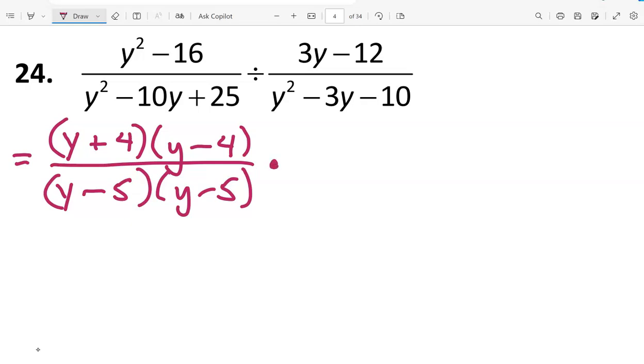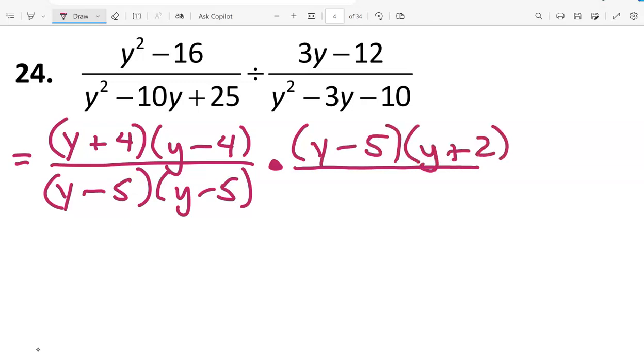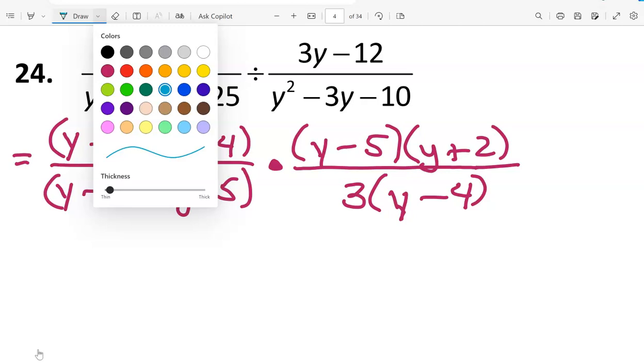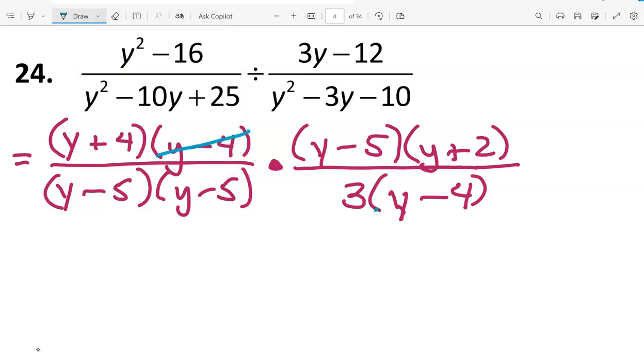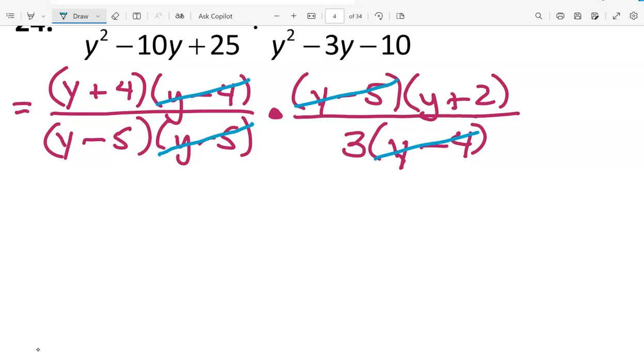Since it's a division, we're going to change it to multiplication and flip over the second fraction, or write its reciprocal. So the denominator, y squared minus 3y minus 10, is going to go to the numerator. And when we factor it, y minus 5 times y plus 2. And 3y minus 12 is in the numerator, it's going to move to the denominator and then factor it, 3 times y minus 4. Now we can cancel or divide out our common factors. Y minus 4 is common to numerator and denominator. Y minus 5 is also, and I believe that's all the common factors that we have.